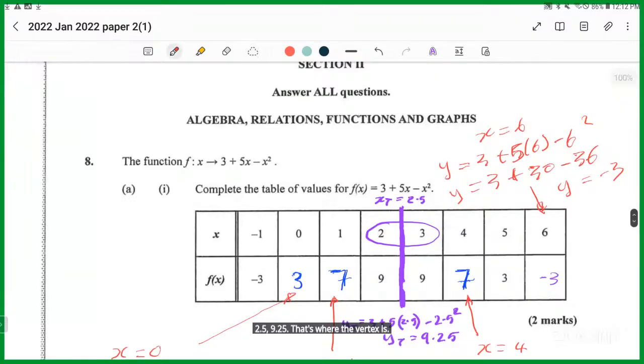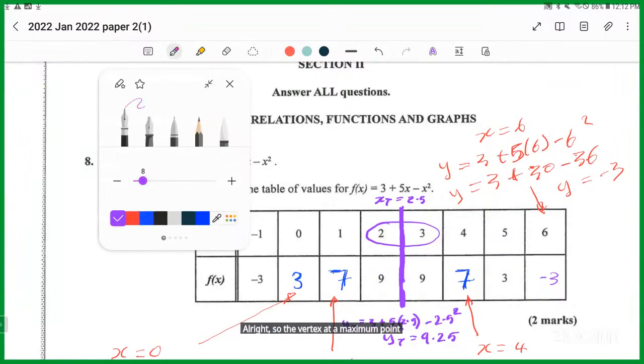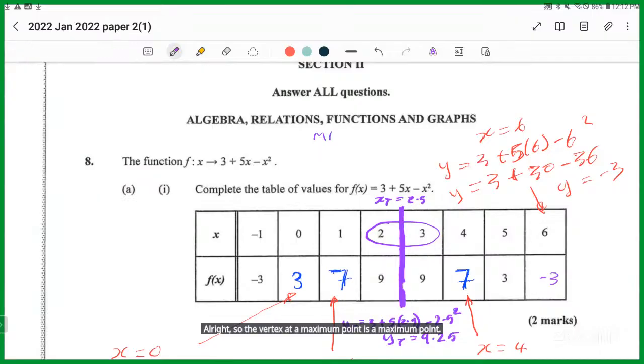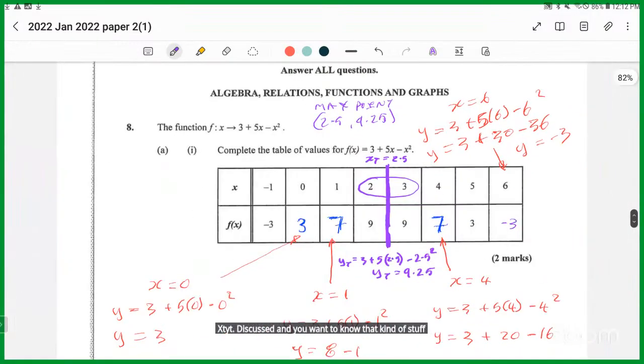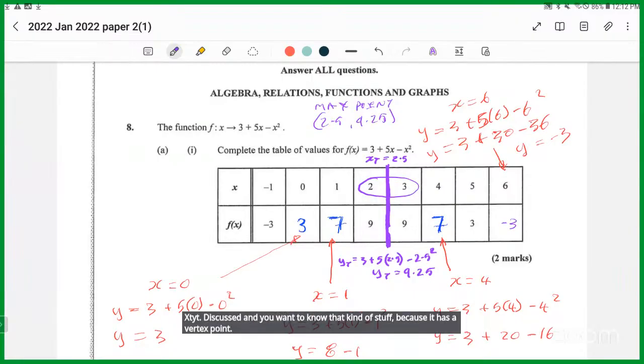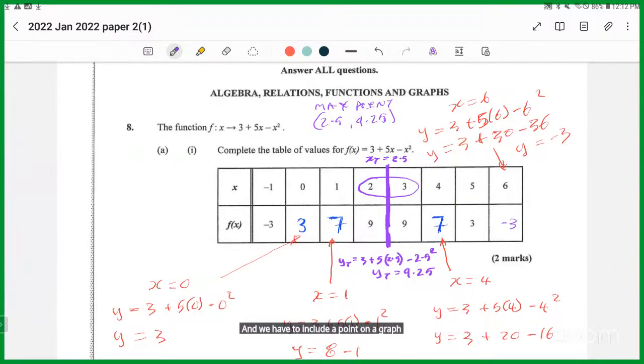So the vertex is a maximum point on this graph. You know they didn't put it in the table. It is 2.5, 9.25, xt, yt. So in this question, you want to know that it has a vertex point, and you have to include a point on the graph, even though it's not in the table. You still have to include it in the graph.